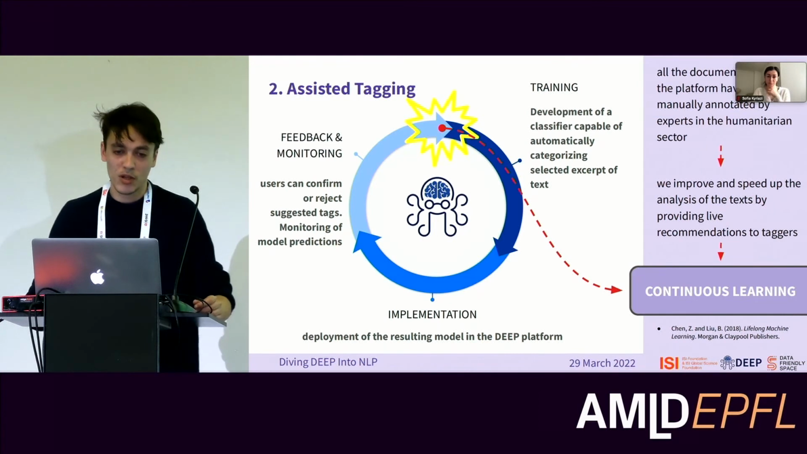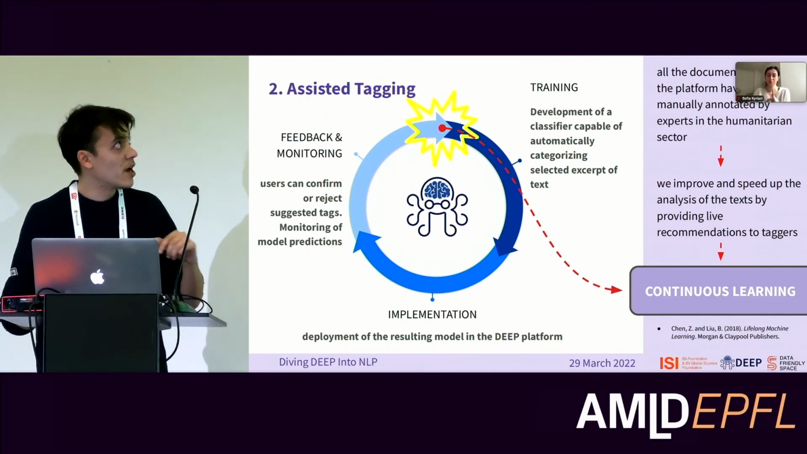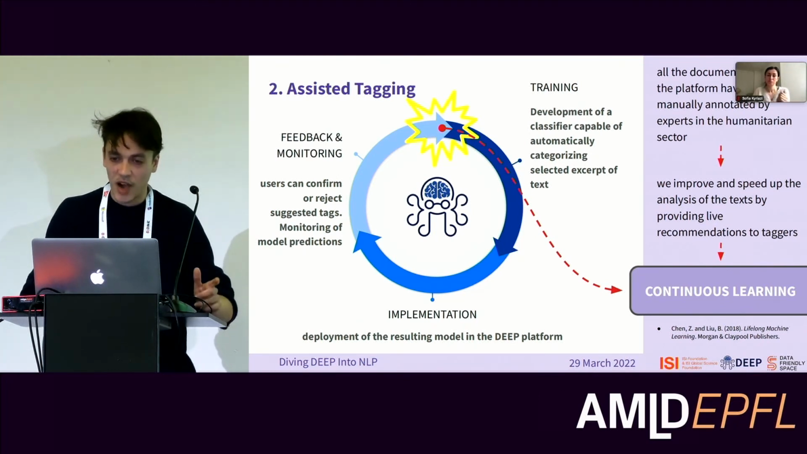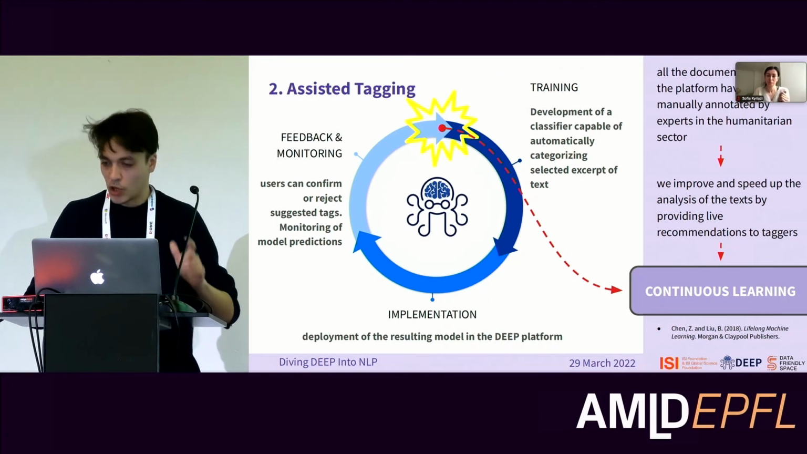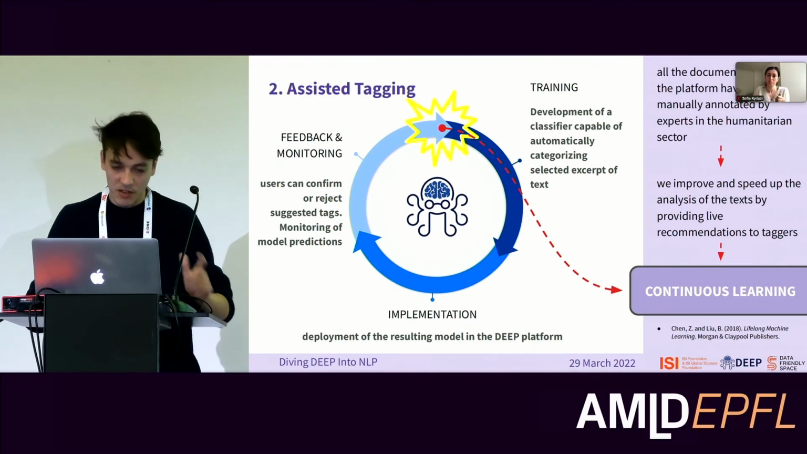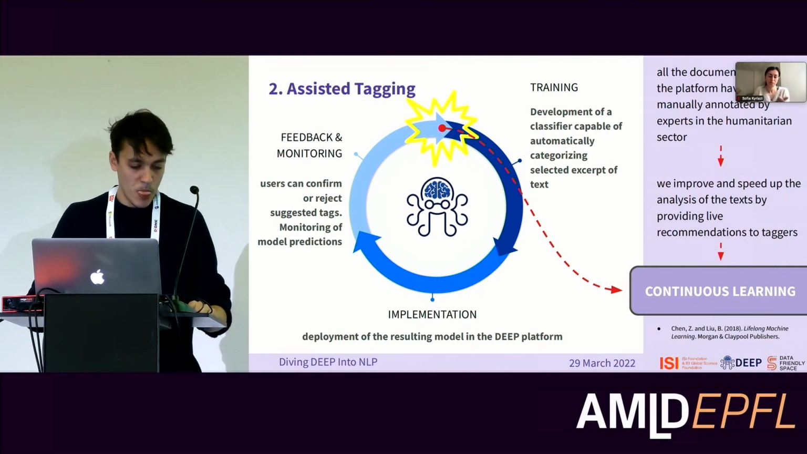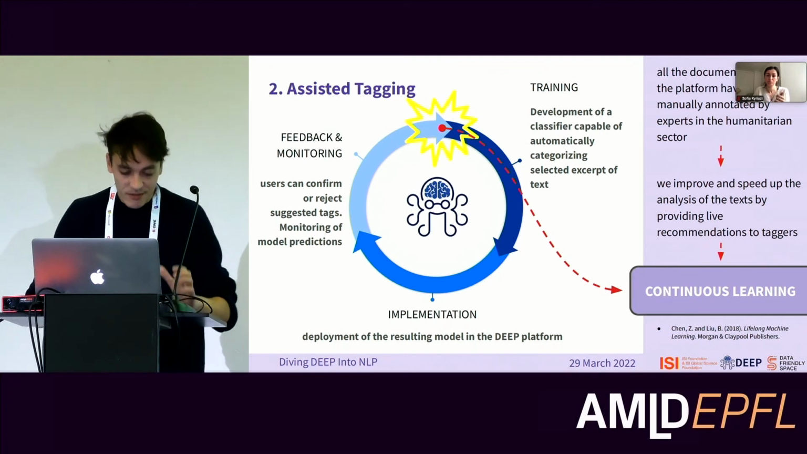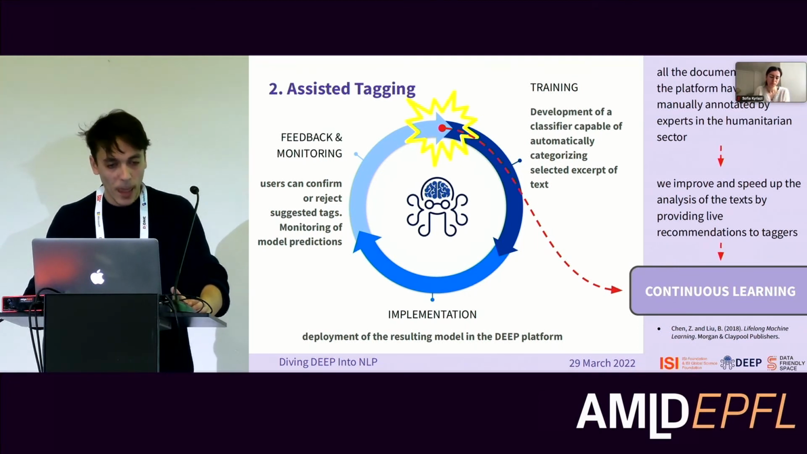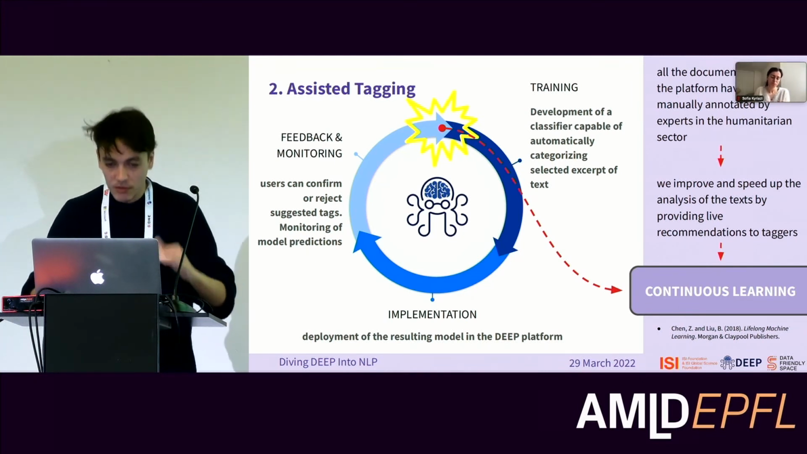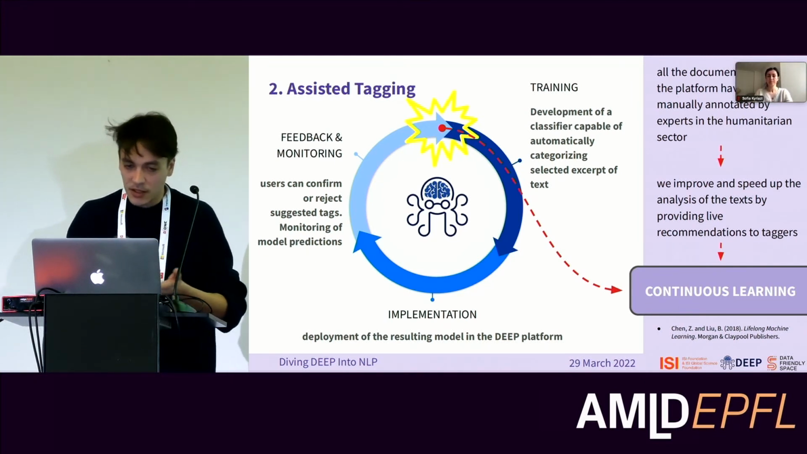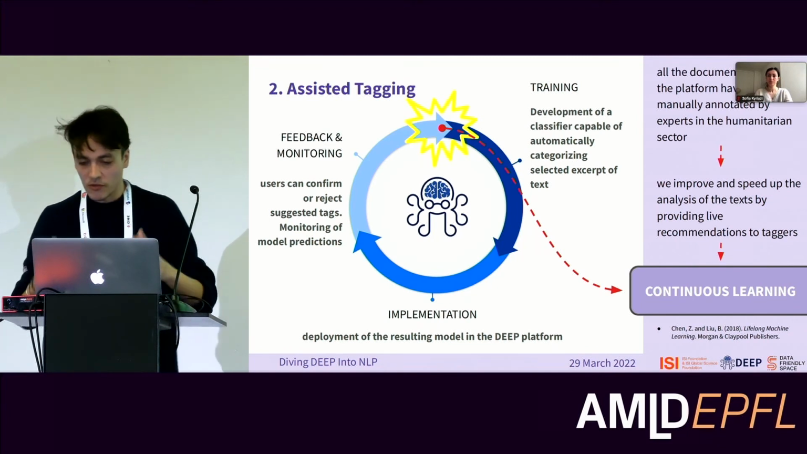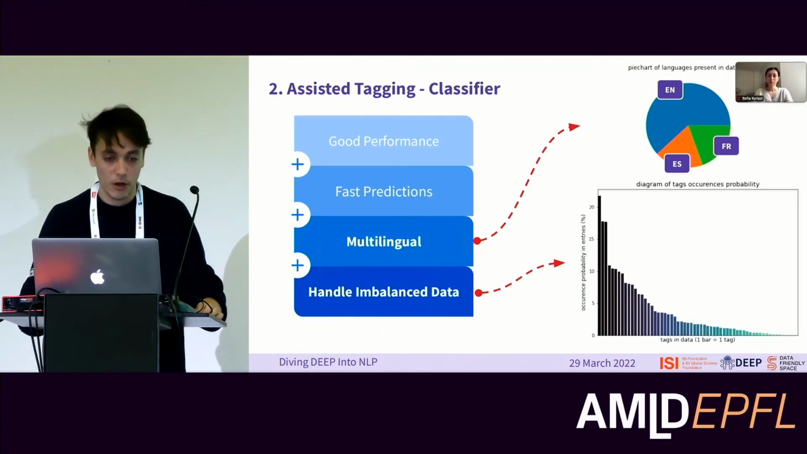In this case, I want to plot the process in a cyclic way, because after the development of the classifier, giving live recommendations to the taggers and deploying this classifier inside the DEEP platform, the users can confirm or reject our suggested tags. This gives us the possibility to monitor our predictions and the feedback on our model, and to use the new data, including the corrected labels that the users rejected, creating a sort of continual or continuous learning scenario.